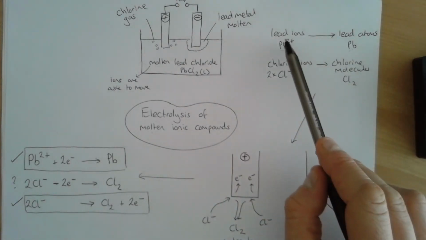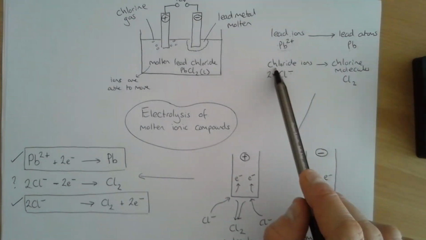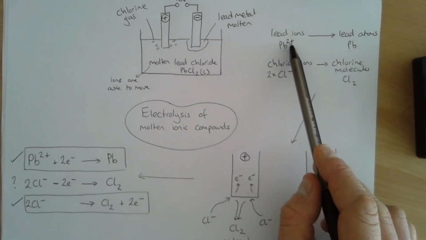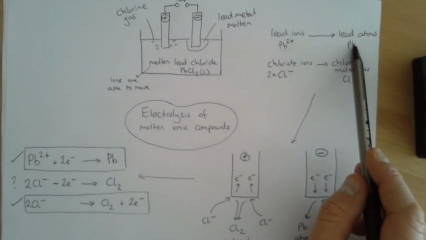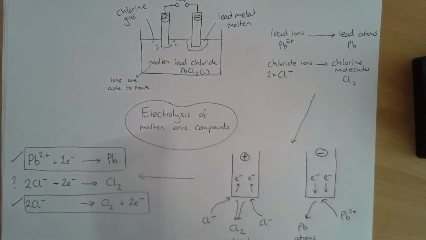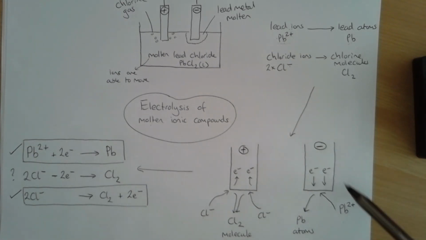What's happening is the lead ions, the Pb2+ ions, are becoming lead atoms, and the chloride ions, the Cl- ions, are becoming chlorine molecules. In both cases they no longer have a charge. So we had a charged ion here going to a neutral atom, a charged ion here going to a neutral molecule. The reason that's happening at the electrodes is because in the case of the negative electrode, the Pb2+ ion is attracted to it because it has an opposite charge. It gains 2 electrons to become a Pb atom.